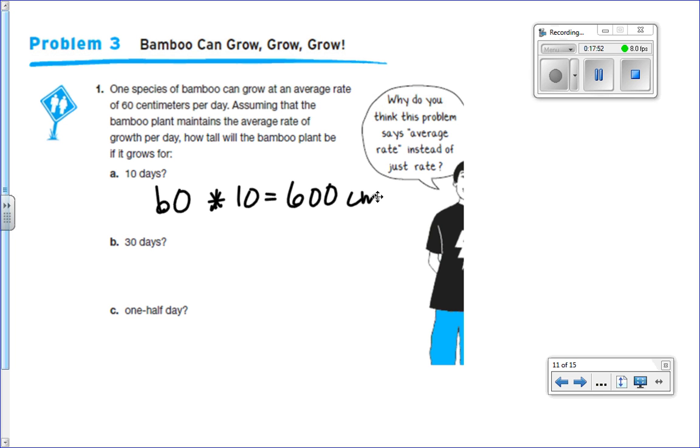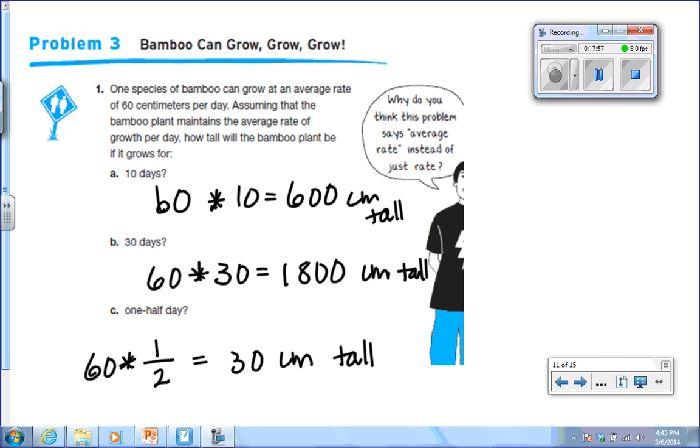I'm going to let you finish the other two and then come back and check yourself. So I'm hoping that you figured out each time we just multiplied, because it's 60 centimeters per day, we're taking 60 times 10 days, 60 times 30 days, and 60 times a half a day, which gives you the according products.